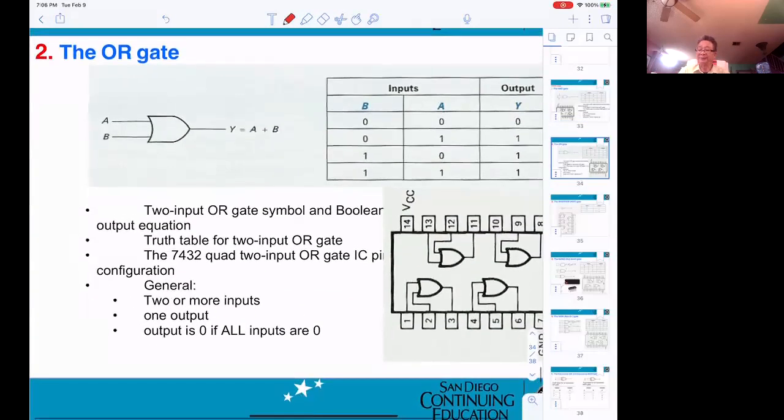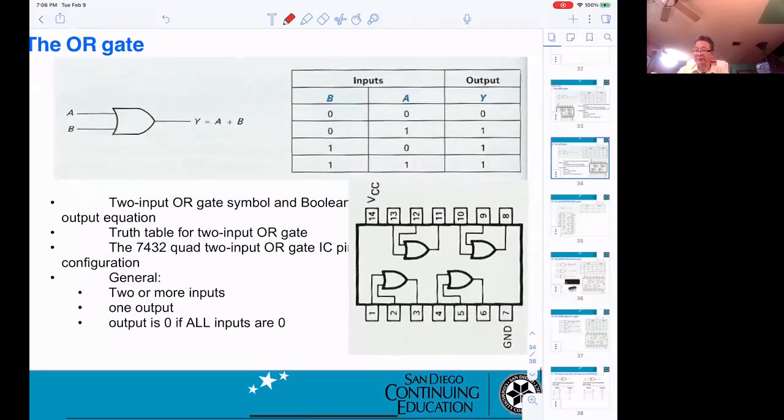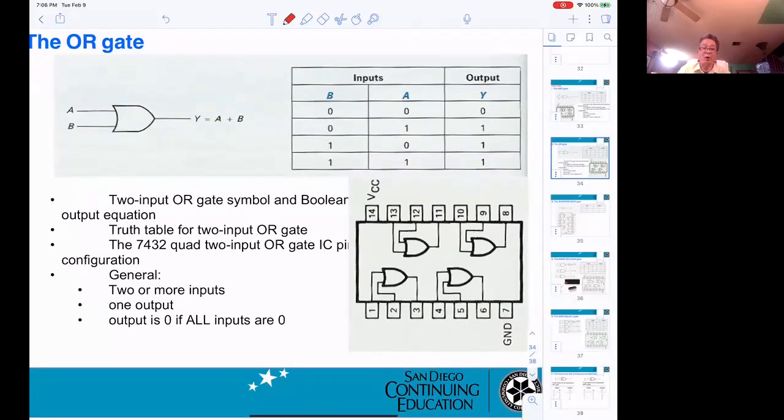OR gate. Now you can see that the symbol is a little different right here. That will be OR. The OR gate is the same thing, it can get 2 inputs or more, however only 1 output. The equation will be A plus B, but we have to say A or B. The truth table tells you 0, 0, you get 0, and the rest, up to all 1s, you get 1.